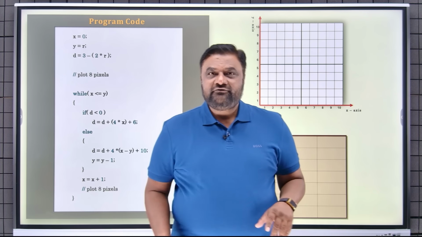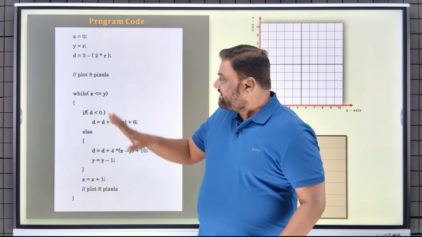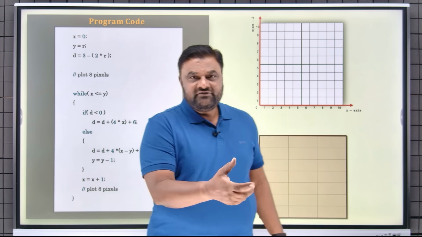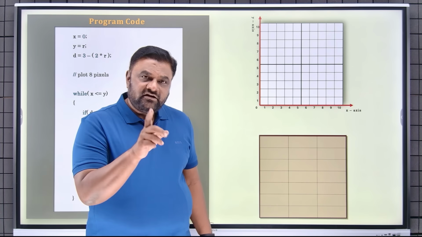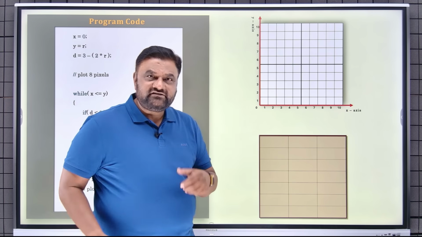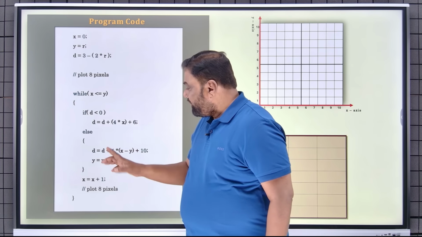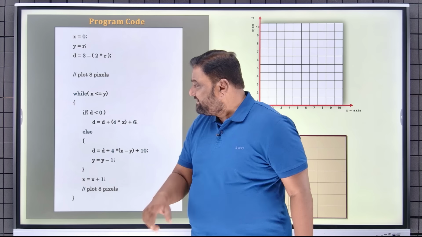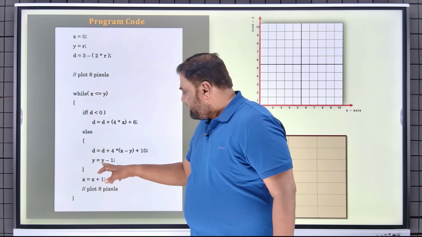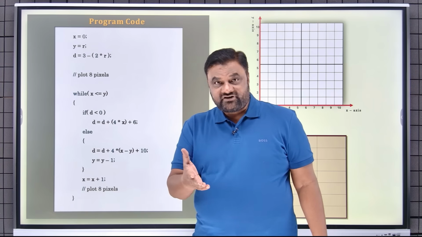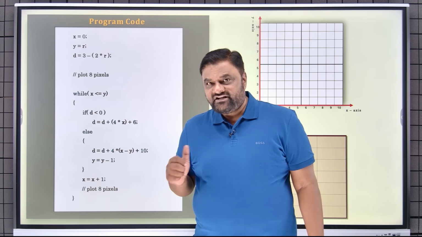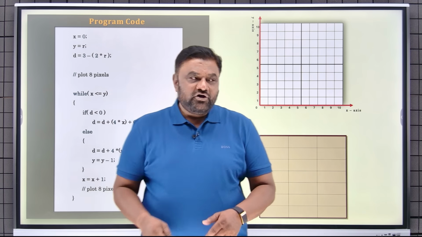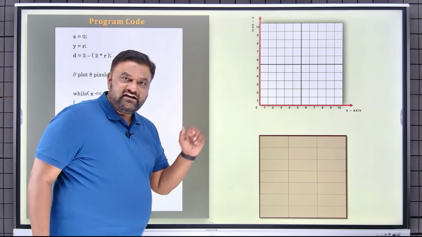Remember, for tracing a program with a loop, you can do it with a table. How many columns are there? 3. Why 3? Because inside the loop, how many variables are changing their value? d is changing, x is changing, y is changing. 3 things are changing, so I have taken 3 columns.